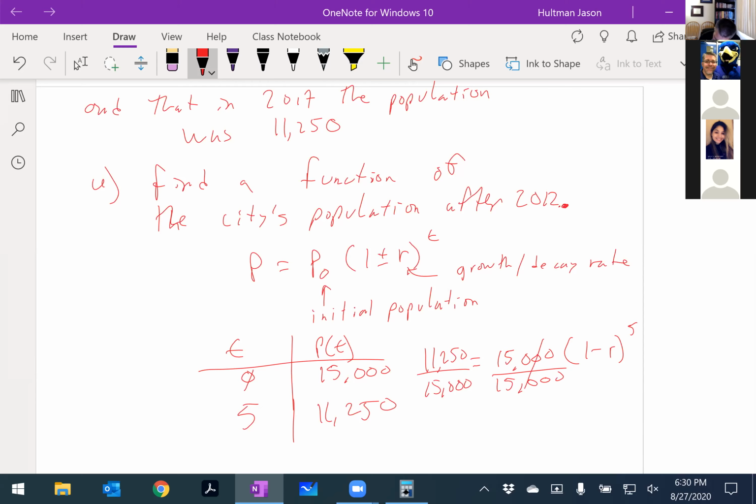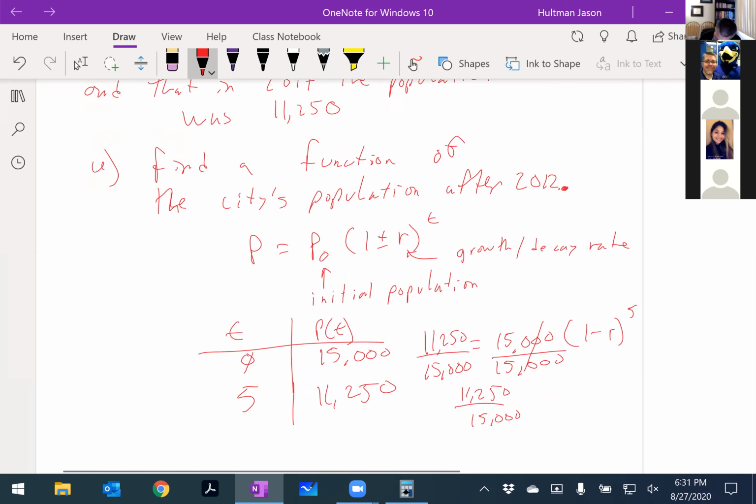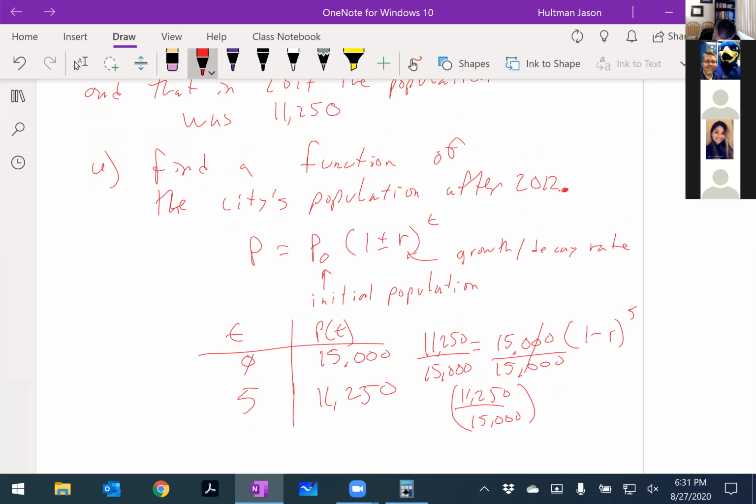Okay. And then I'm going to go 11,250 over 15,000. I'm not going to round until the very end here. And then what I'm going to do is something a little sneaky, and that is go 1 minus R to the 5th power. How do I get rid of a 5th power? Well, I take a 5th root, or I raise this to the 1/5 power. Okay, so that is going to cancel out with that, right? Because that's going to leave me with something to the 1st power, which anything to the 1st power is itself.